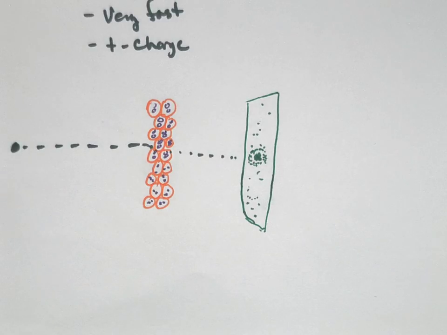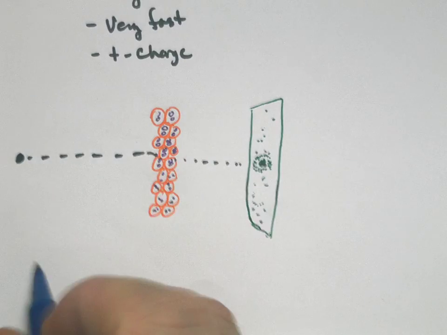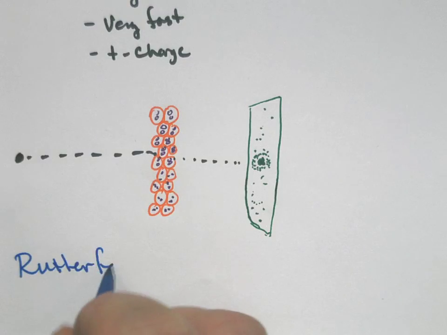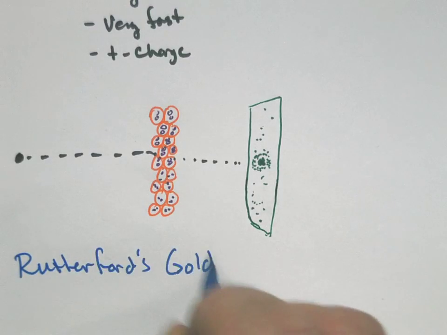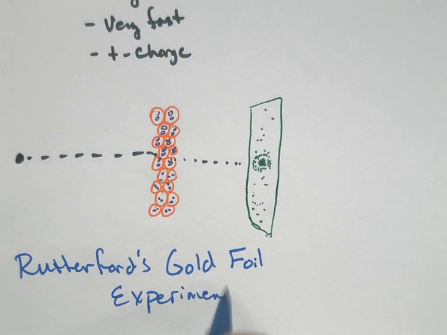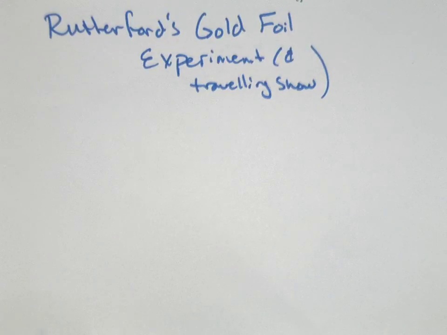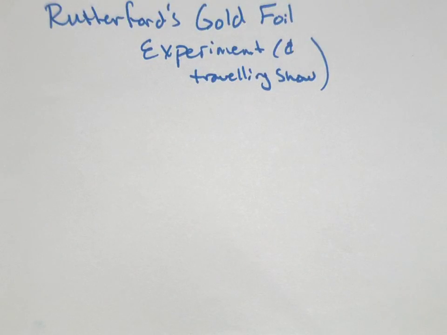So he needed to make a comprehensive test about this, and so he set up the gold foil experiment. Dun, dun, dun. That's right. So we have Rutherford's gold foil experiment and traveling shell. I'm kidding. He didn't really travel with it. I'm just making you write funny things in your notes.